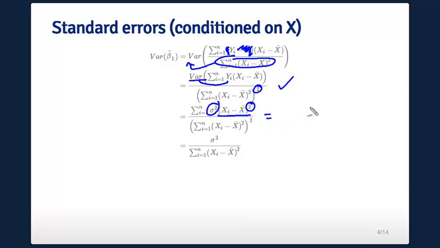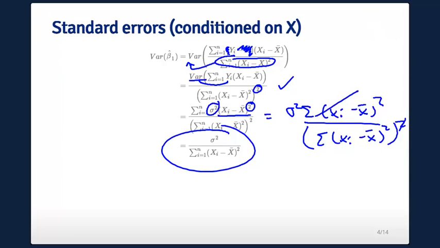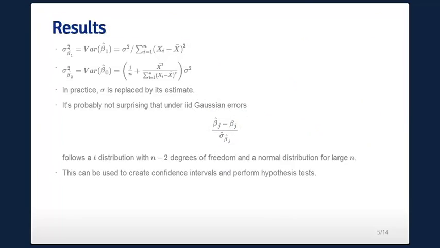And then what we'll have, I'll just rewrite this right here. We have sigma squared summation xi minus x bar quantity squared over summation xi minus x bar squared quantity squared, and that cancels with one of those, and we wind up with this expression right there. Okay, so again, that's just for people who enjoy those kinds of details. Otherwise, what you could say is, okay, here's the variance for beta 1 hat, and then you could do the same sort of exercise and derive the variance for beta naught hat. And of course, we don't actually know sigma, so we replace it by its estimate.